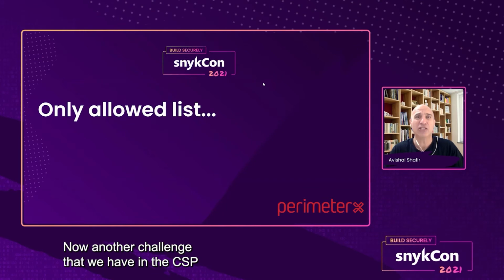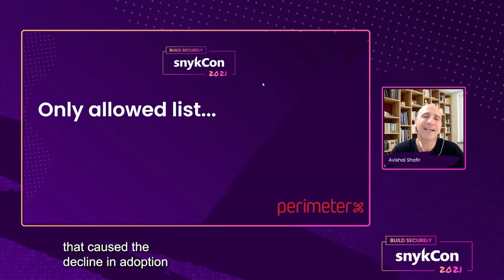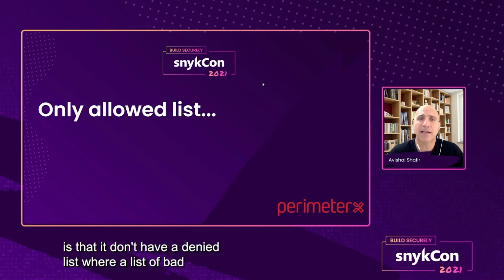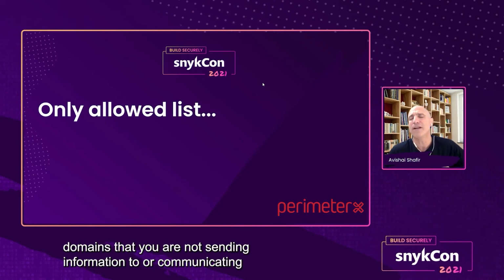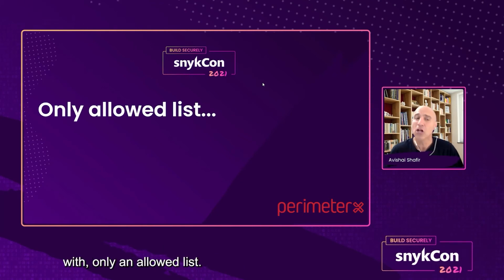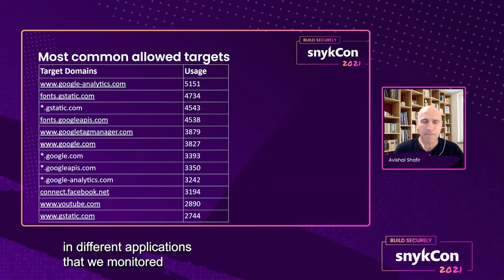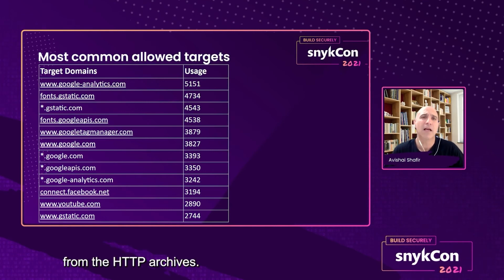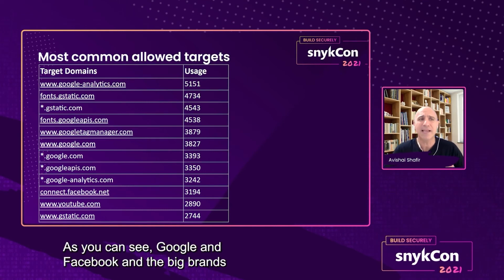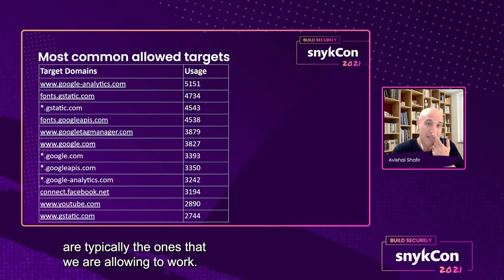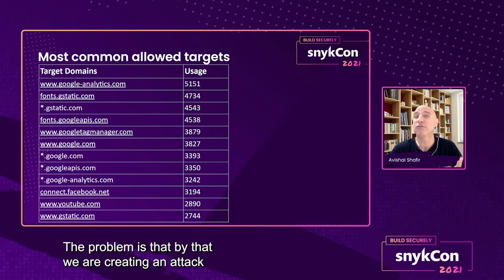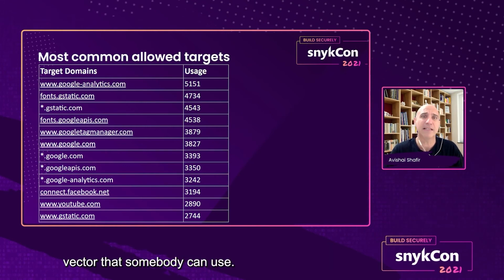Another challenge in CSP that caused the decline in adoption is that it doesn't have a deny list, a list of bad domains that you are not sending information to or communicating with, only an allow list. Now, look at the statistics of the most allowed domains in CSP in different applications that we monitored from the HTTP Archive. As you can see, Google and Facebook and the big brands are typically the ones that we allow to work. The problem is that by that we are creating an attack vector that somebody can use.